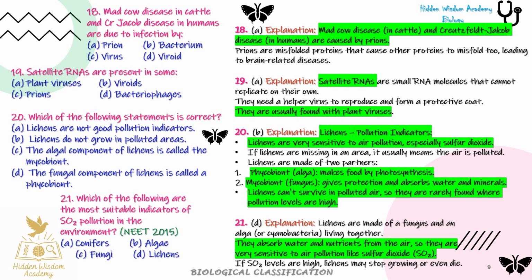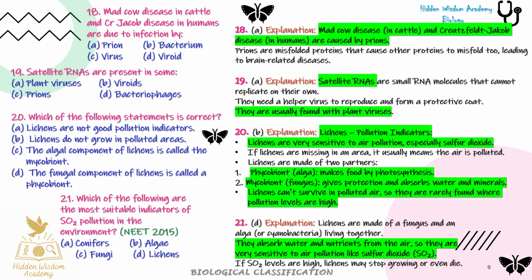Question 21. Which of the following are the most suitable indicators of SO2 pollution in the environment? It is a PYQ. Option A. Conifers. Option B. Algae. Option C. Fungi. Option D. Lichens.